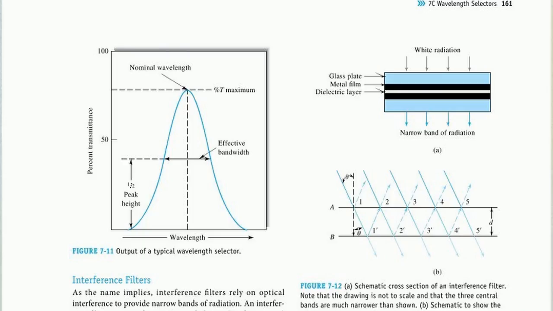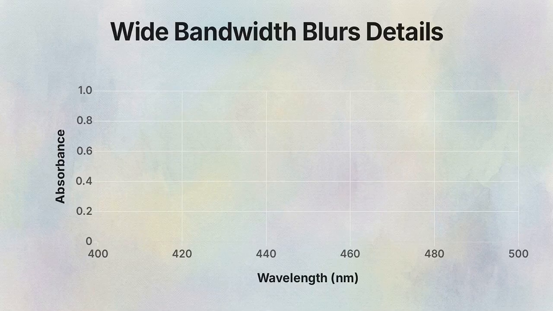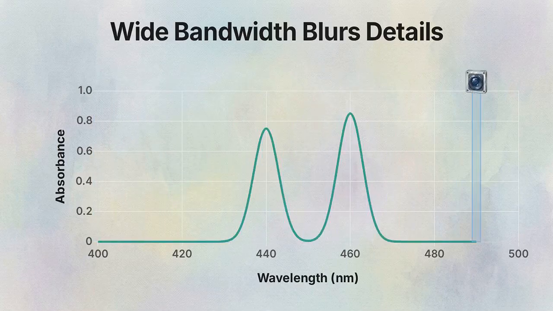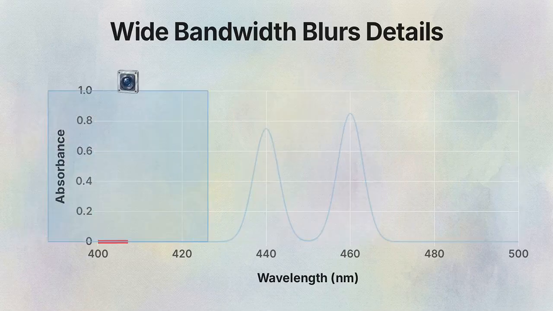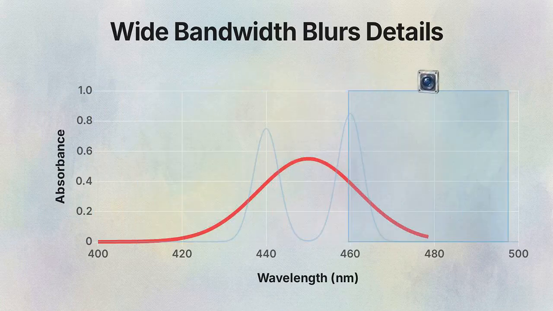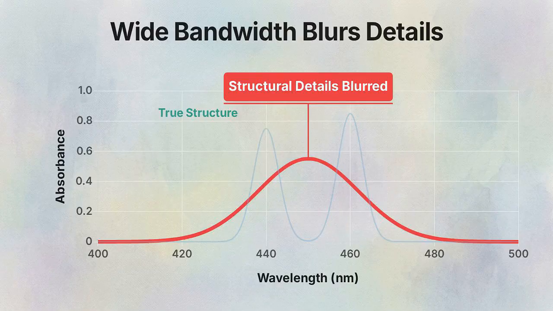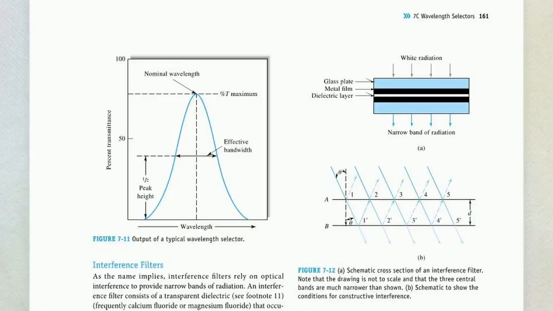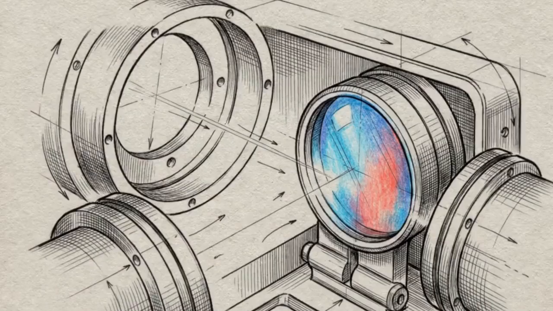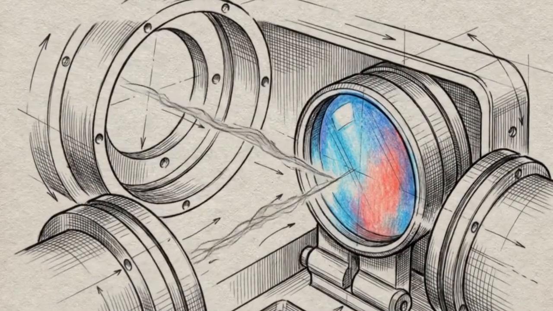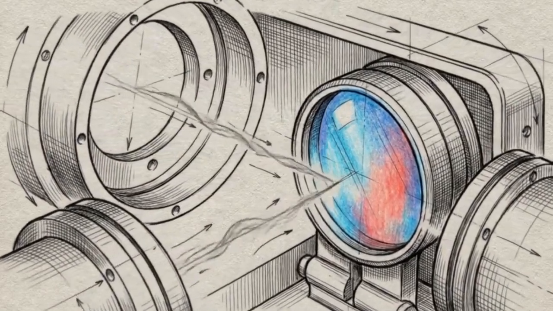This chart displays the output of a typical wavelength selector. We measure its precision using effective bandwidth, the width of the radiation band at exactly half its peak height. A narrow bandwidth is essential. If the band is too wide, it spans multiple absorption peaks, blurring distinct structural details. But precision comes at a cost. Notice the maximum percent transmittance at the top of the curve. Because a selector discards so much source light, the remaining beam is incredibly weak.